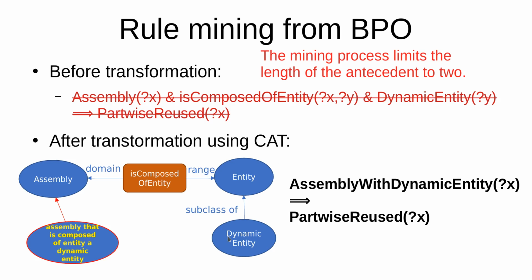So we think that this could be renamed either by a human, or, as I said, we are already experimenting with using large language models for naming. So this is probably the result of better naming: assembly with dynamic entity in antecedent.